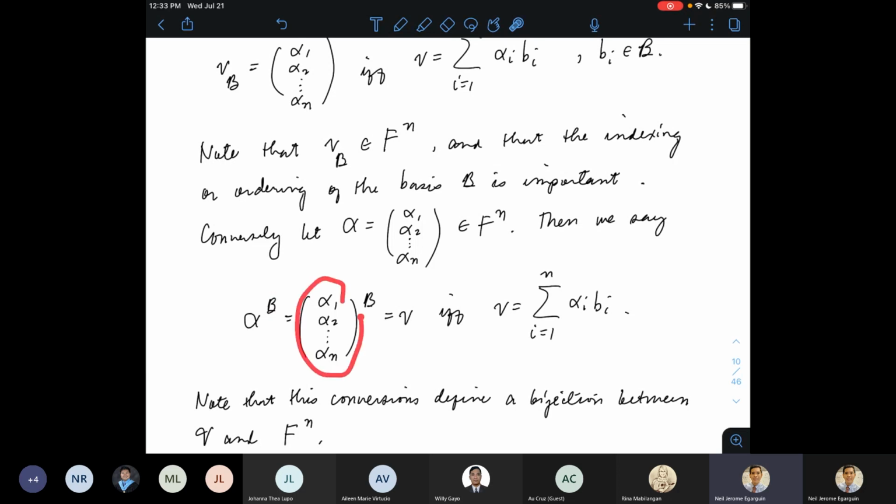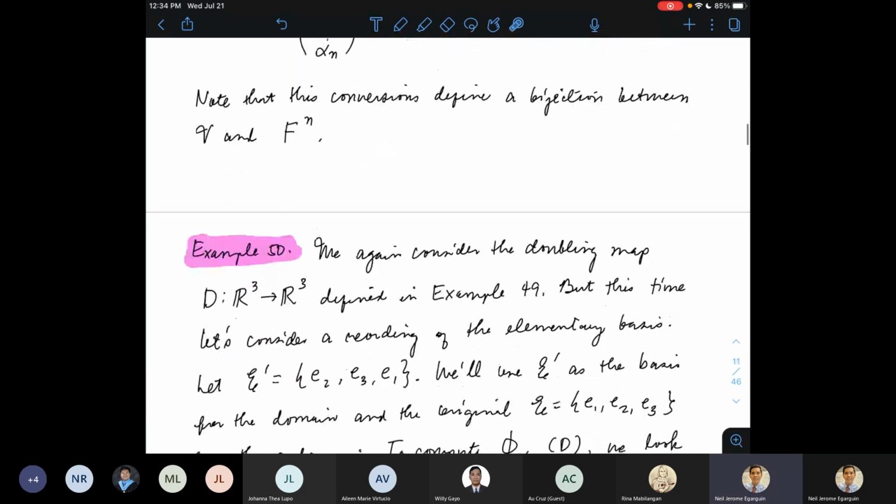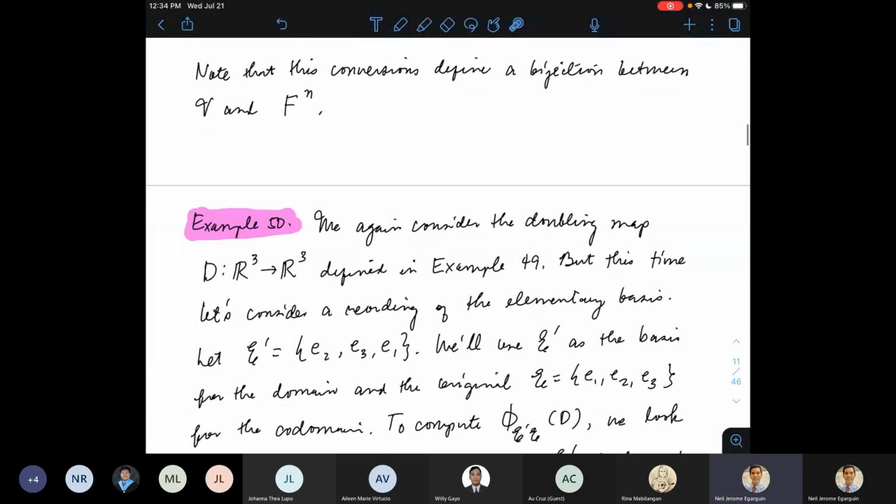So kung meron akong coordinates, ni-raise ko siya sa basis b or nilagyan ko siya ng superscript b, this will just give me back the vector, all right? Which is obtained by taking the linear combination of the alphas multiplied to the corresponding basis element. So yeah, yun yung magiging conversion natin from coordinates to vector and vice versa.